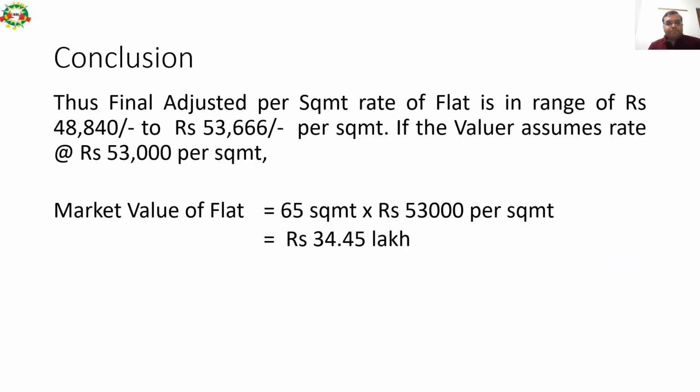So as a valuer, we can conclude that the final adjusted rate per square meter of the flat is in the range of 48,000, 49,000 to 53,000 rupees. As a valuer, we can assume any amount. So we can easily assume 53,000 rupees per square meter. We can also assume 49,000 rupees if we are a little bit conservative. So 53,000 rupees per square meter is okay.